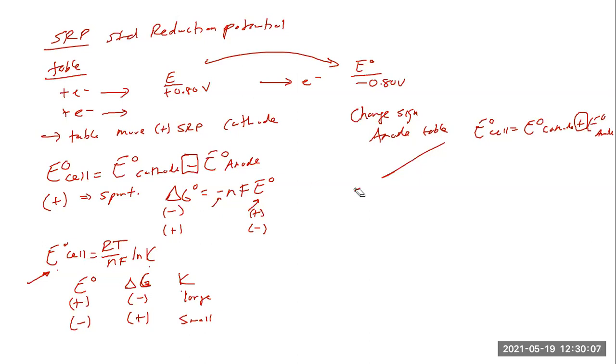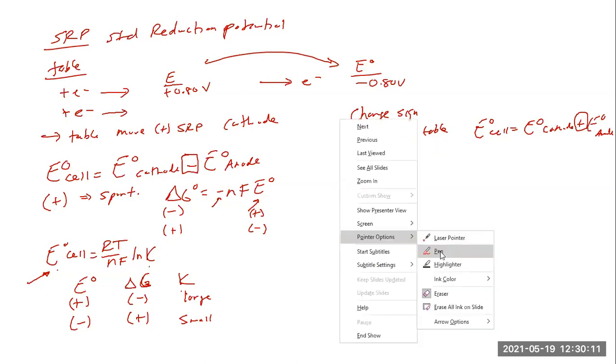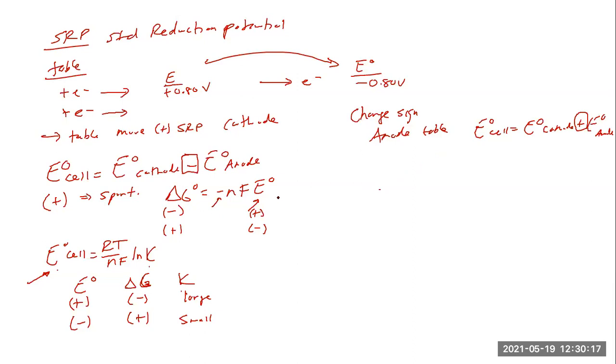And in addition to our K and all that, we also saw in this chapter a situation where maybe we're not under standard conditions. And that brought us our Nernst equation. Our Nernst equation was E is equal to E naught minus RT over nF natural log of Q.